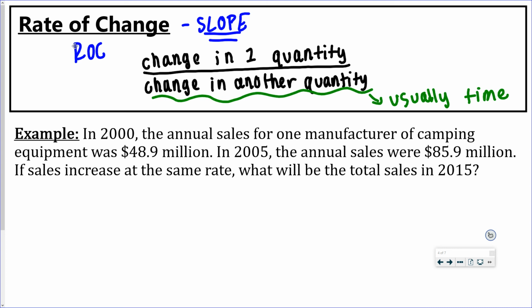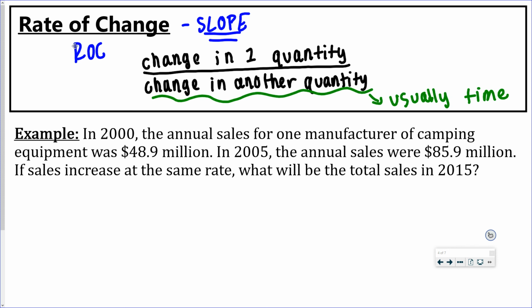It's usually time. Time is always x. Time is our independent variable. Whenever time is anywhere on a graph, it's always x, and it's our independent variable.